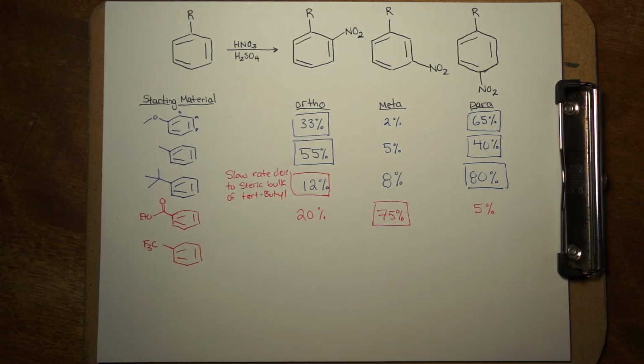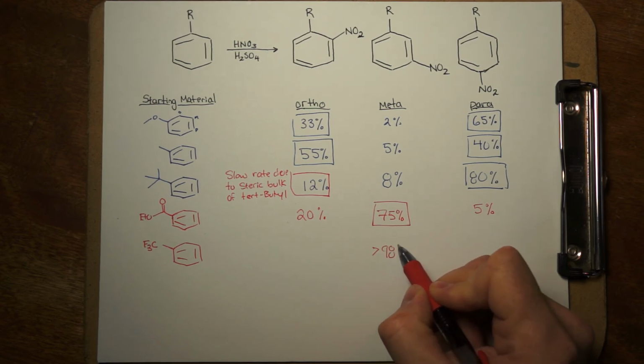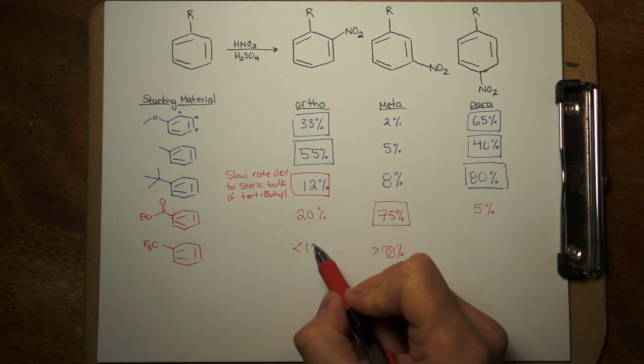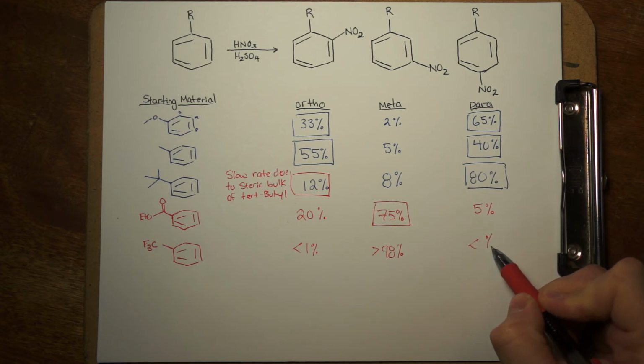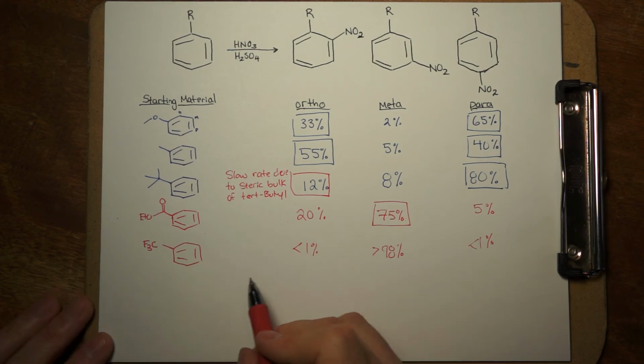Trifluoromethyl. This is an inductive electron-withdrawing group, and in this case, we're going to make over 98% of the meta product, and there's going to be less than 1% of both the ortho and para products. So you can see that the trifluoromethyl group is a very, very effective meta director.